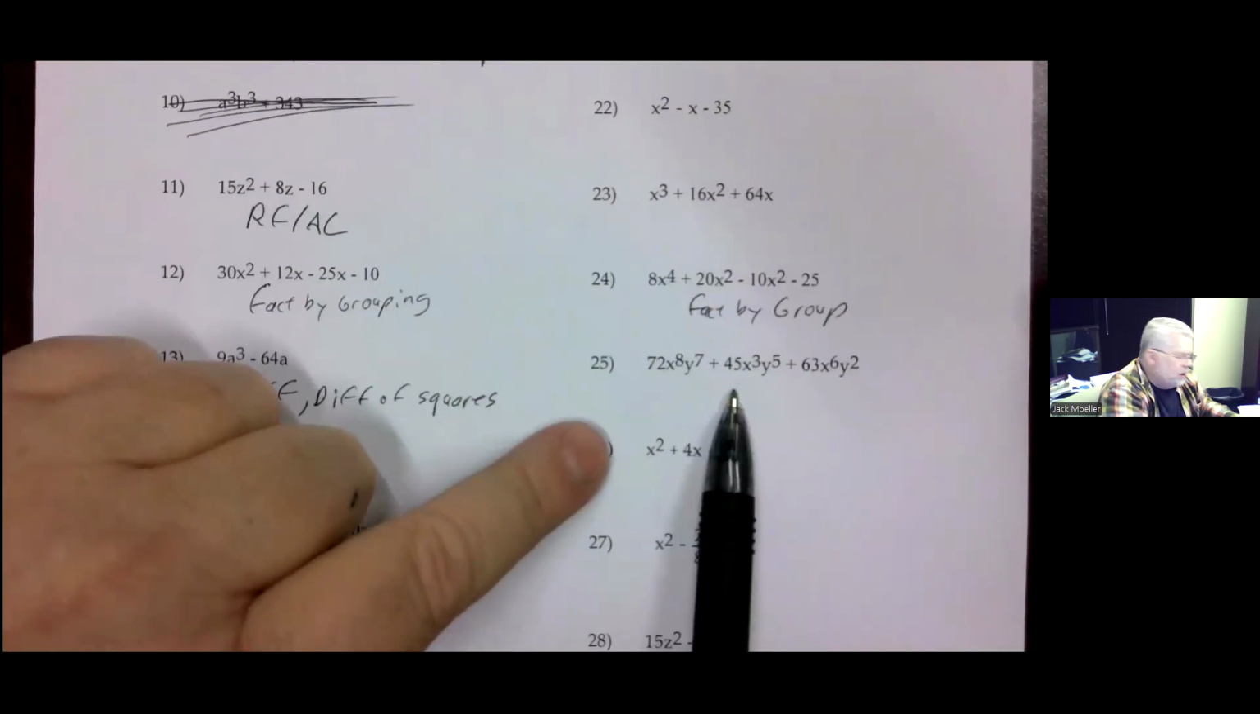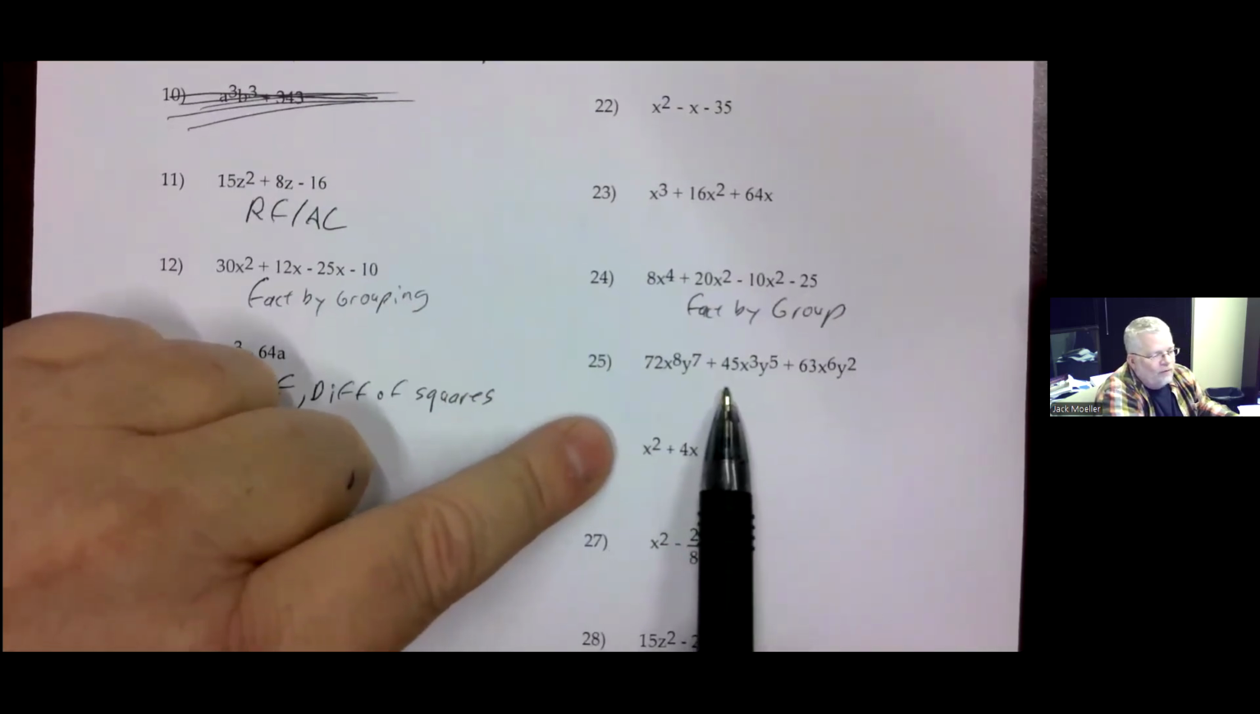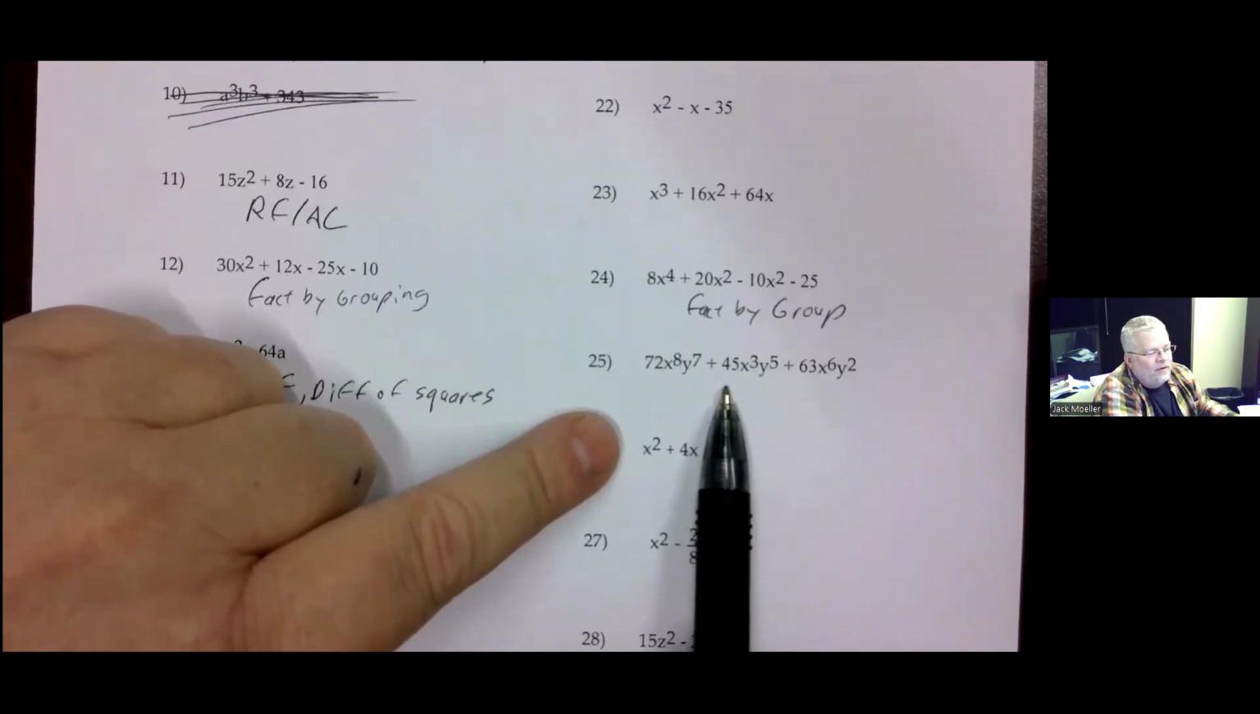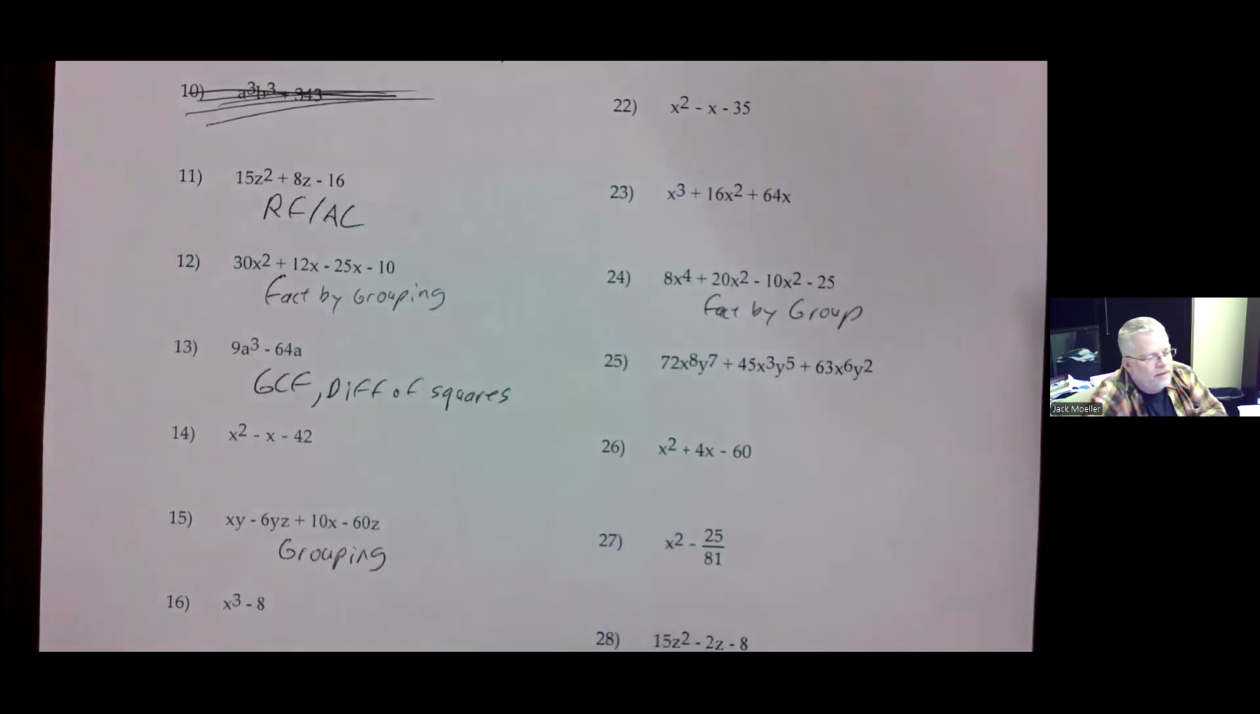This is why I really like to call these messy. If you look at 72x to the 8th y to the 7th plus 45x cubed y to the 5th plus 63x to the 6th y squared, that's messy because it's got big coefficients. It's got 2 variables in each term. It's got big exponents. So to me, that's a classic messy GCF problem.